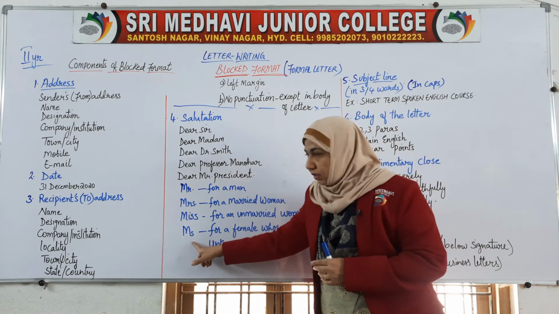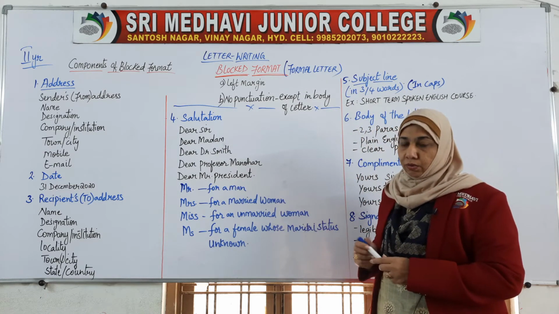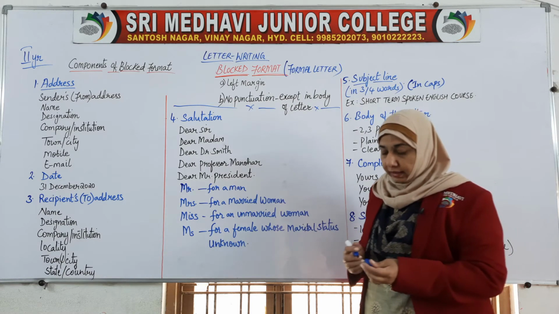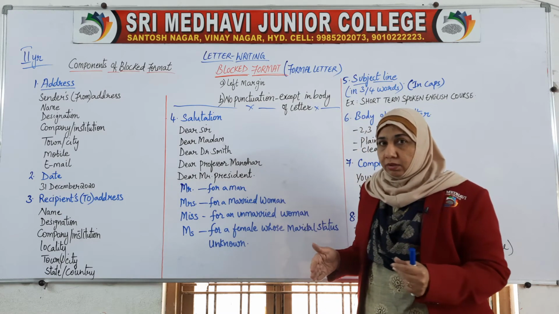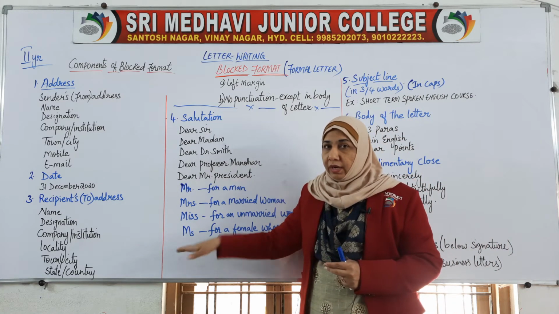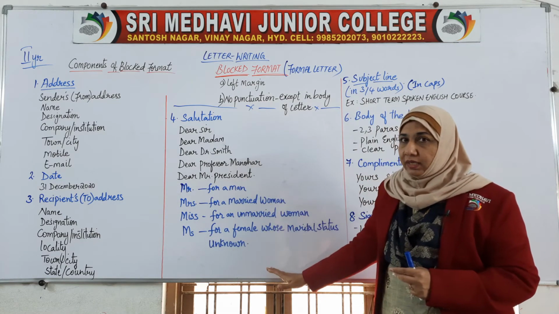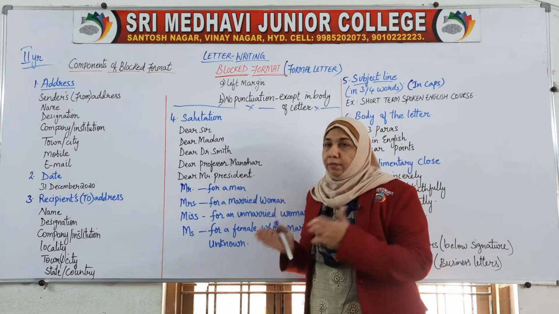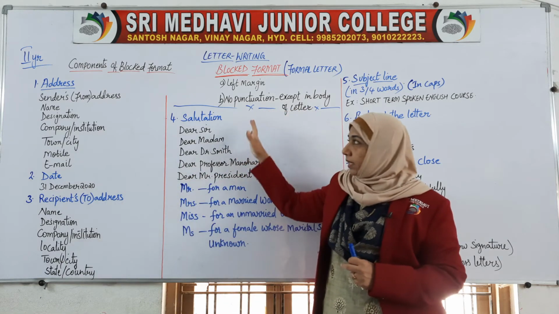Then next is Ms only, for a female whose marital status you don't know. Marital status means you don't know whether she is married or unmarried, and you don't want to take the risk of writing anything, because you cannot write as a guess. So when you are not aware, you have to write M and a small s. That is another way of addressing a woman, especially when you don't know the marital status. So: address, date, recipient's address, then salutation.